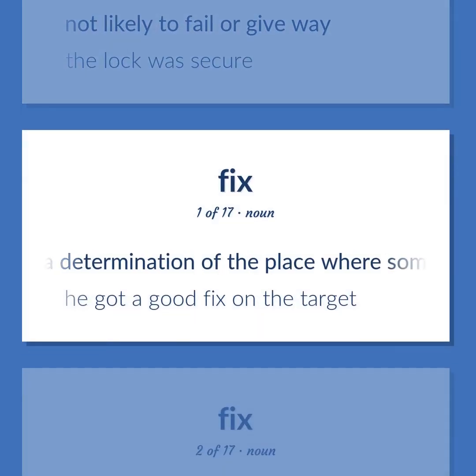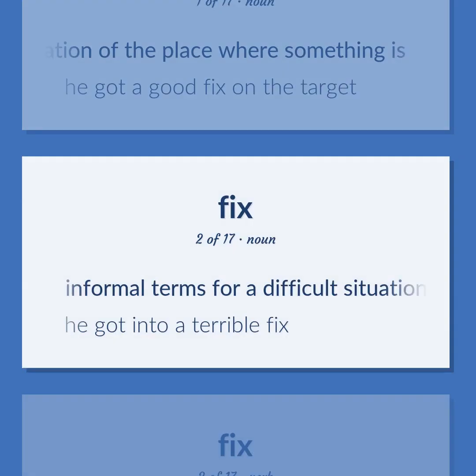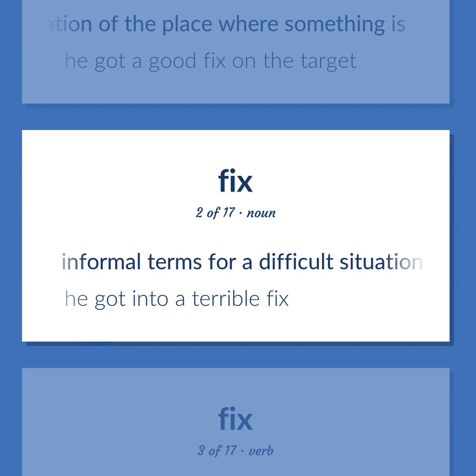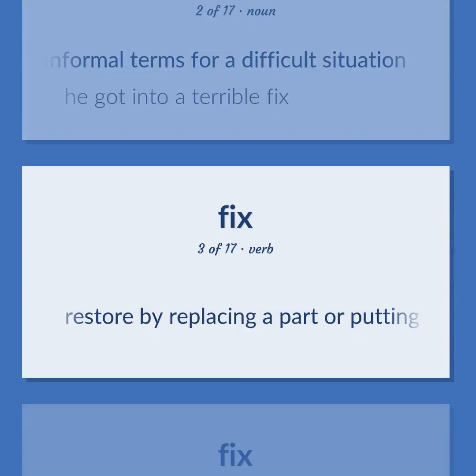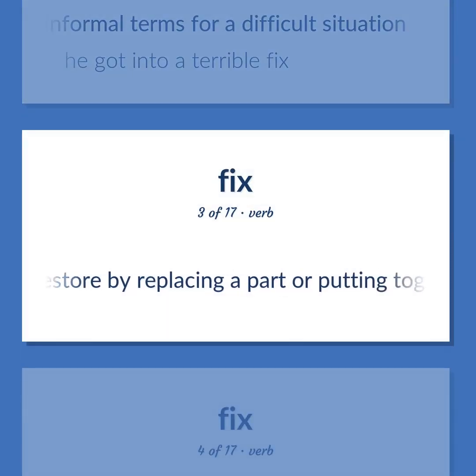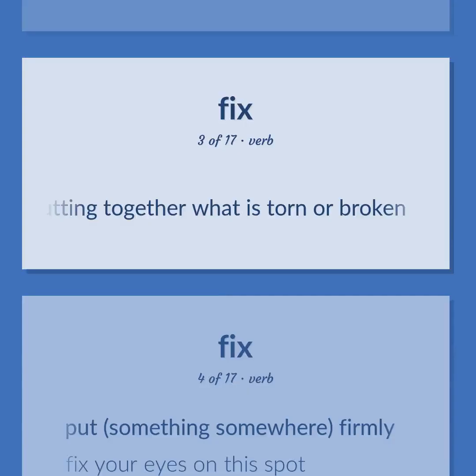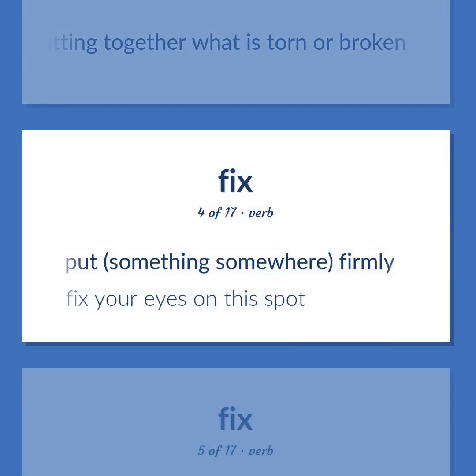A determination of the place where something is. He got a good fix on the target. Informal terms for a difficult situation. He got into a terrible fix. Restore by replacing a part or putting together what is torn or broken. Put something somewhere, firmly. Fix your eyes on this spot.